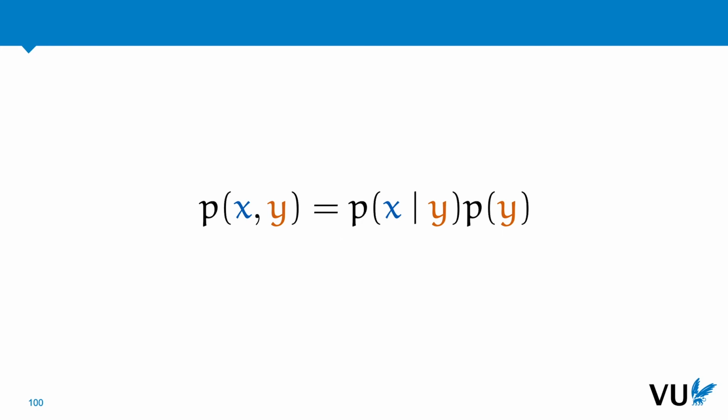And to do this, we will use this property of probability, which is simply, if you take the definition of conditional probability, you can rearrange it to get this. So the joint probability of x and y is equal to the probability of x conditioned on y times the probability of y. And we can apply this principle to decompose a probability for a sequence of random variables into a product of multiple conditional probabilities.